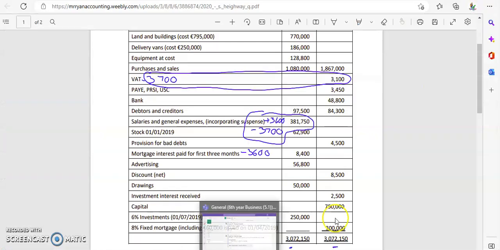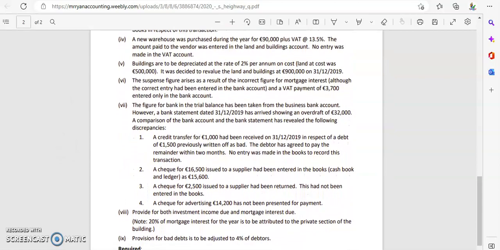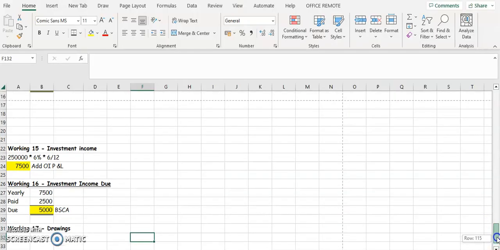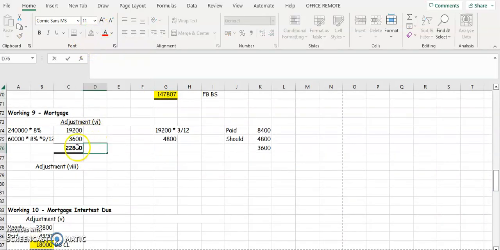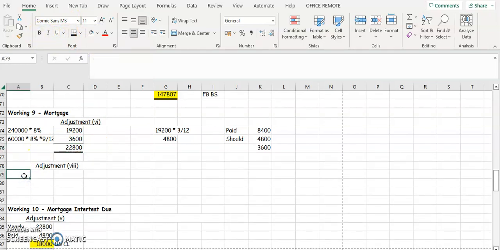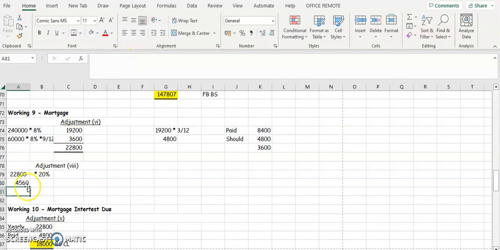It also tells us in the question that 20% of our mortgage interest is for drawings. So we're going to go back to the working for suspense and adjust that figure. If we go back up here to our mortgage interest, we calculated our mortgage interest to be 22,800 for the year. We're going to have to do a little bit of an adjustment on that. So the amount is 22,800, and we multiply that by 20%, which is 4,560. That's going to go to your drawings.